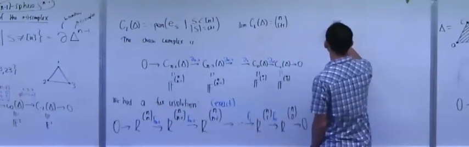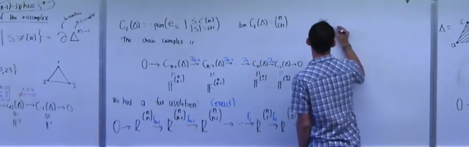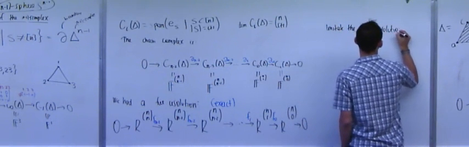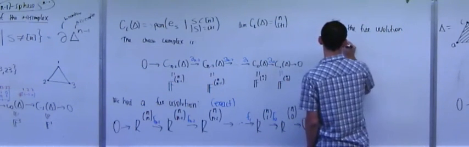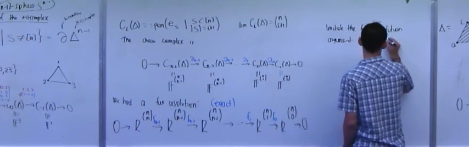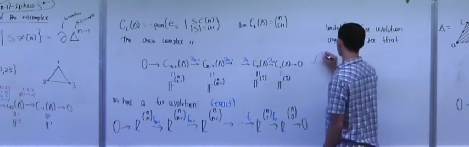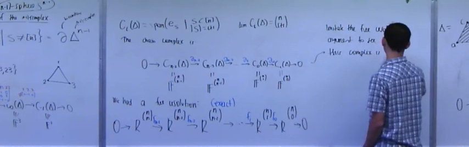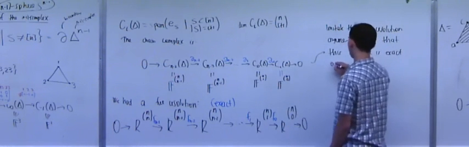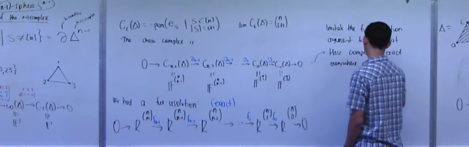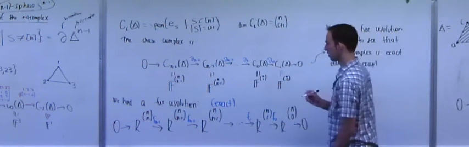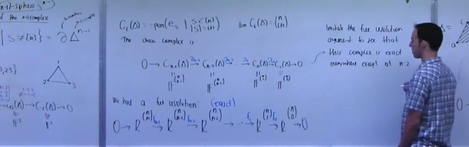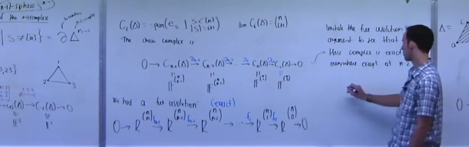So you can just imitate the argument. Imitate the free resolution argument to see that this complex is exact everywhere except right here at n minus 2. What happens at n minus 2?